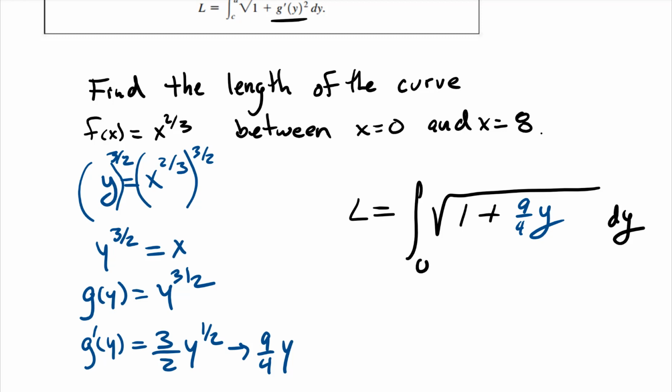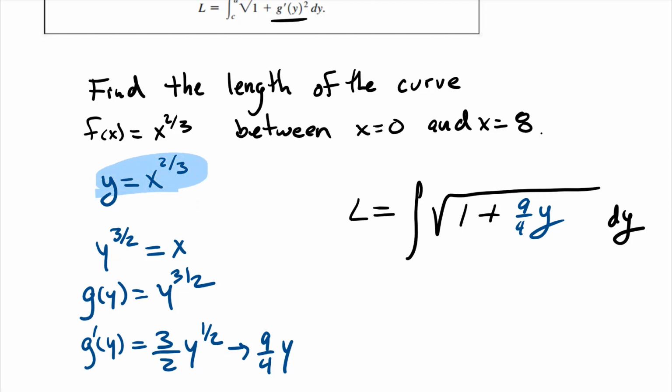Now, what do I do? Just pop in 0 and 8, when everything's in terms of y's? Heck no, we can't do that. So what we want to choose is right from back here.